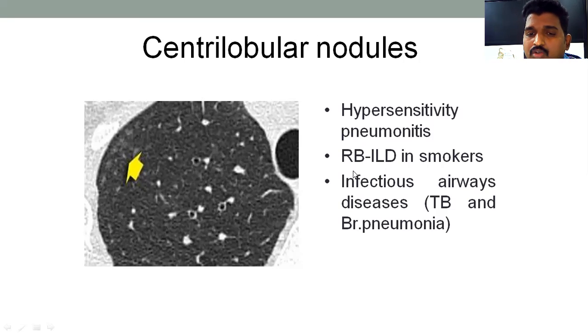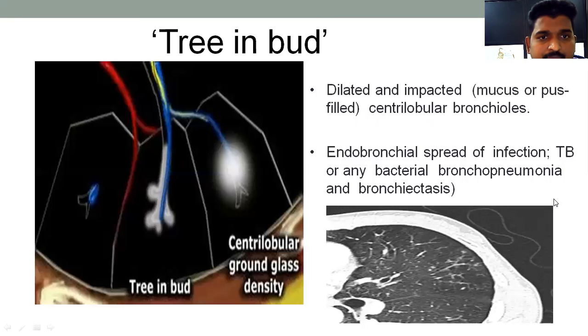And you could also see this type of lesion in RBILD, that is respiratory bronchiolitis ILD. And also you could see it in TB, that is infectious bronchiolitis, either in TB or bronchopneumonia. All these patterns you will see as centrilobular nodules. So in ILD, what are the conditions where you will see centrilobular nodules? Mainly hypersensitivity pneumonitis, and also in RBILD in smokers.